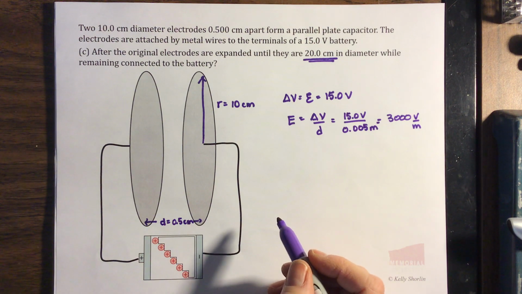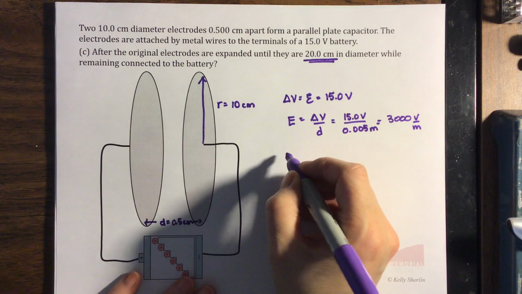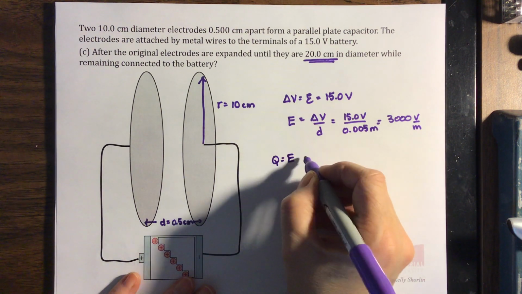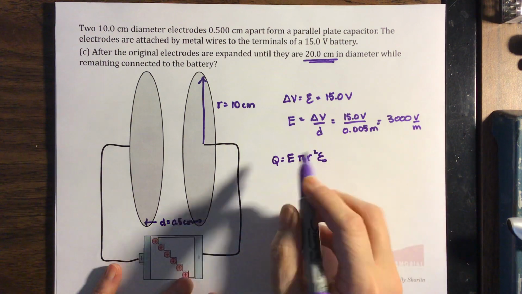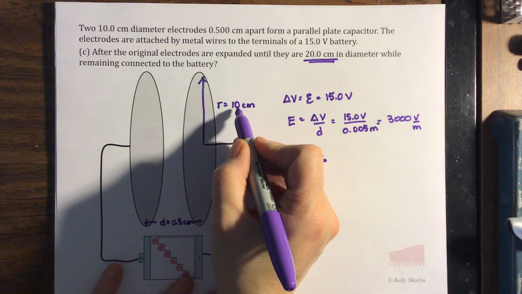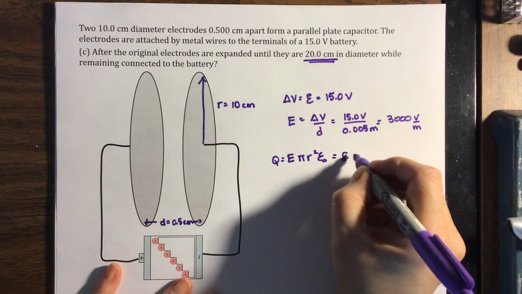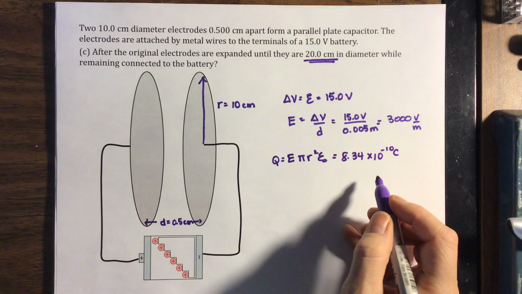Okay, next let's find the charge on each plate. Let's just skip right to our expression. The charge is the electric field times pi times r squared times epsilon naught. Our electric field is 3,000. Our r is 10 centimeters, or 0.1 meters. That gives us a charge of 8.34 times 10 to the minus 10 coulombs.